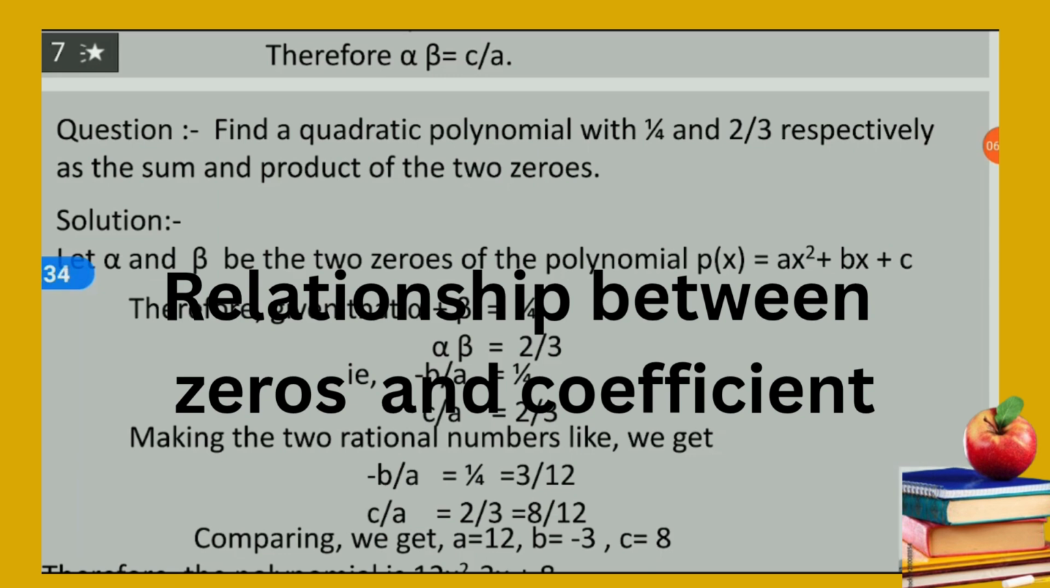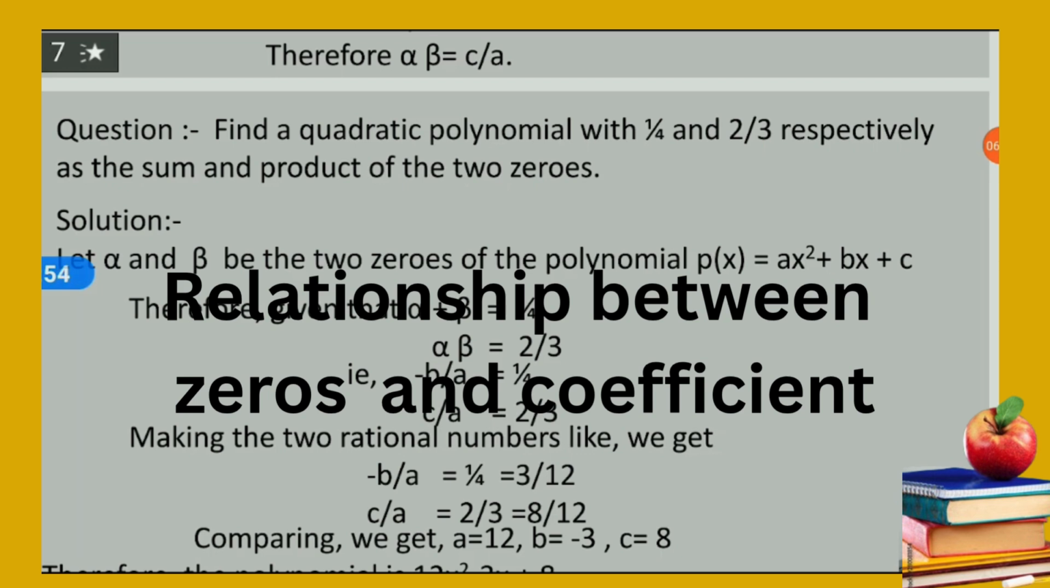We know the quadratic polynomial is ax square plus bx plus c. Alpha plus beta is equal to 1 by 4. That is, 1 by 4 is nothing but negative b by a. Then the product of roots is given as 2 by 3. The product of roots, alpha beta, is equal to c by a.